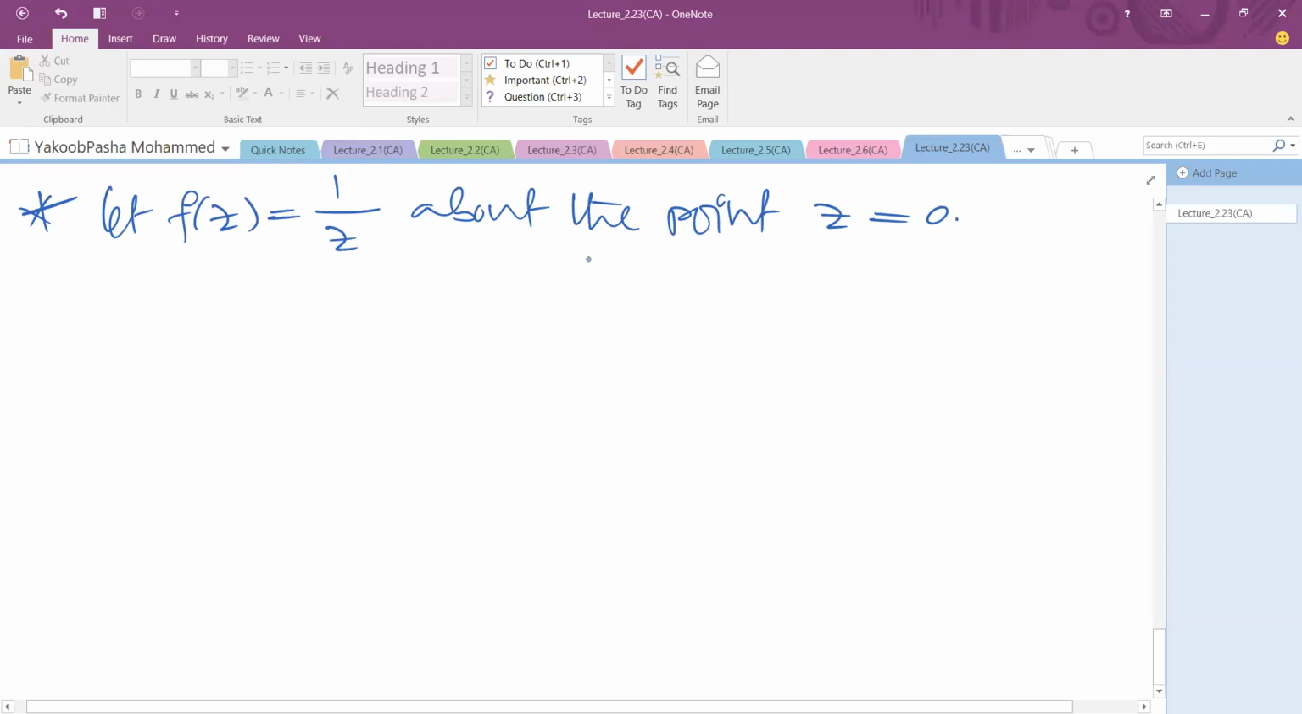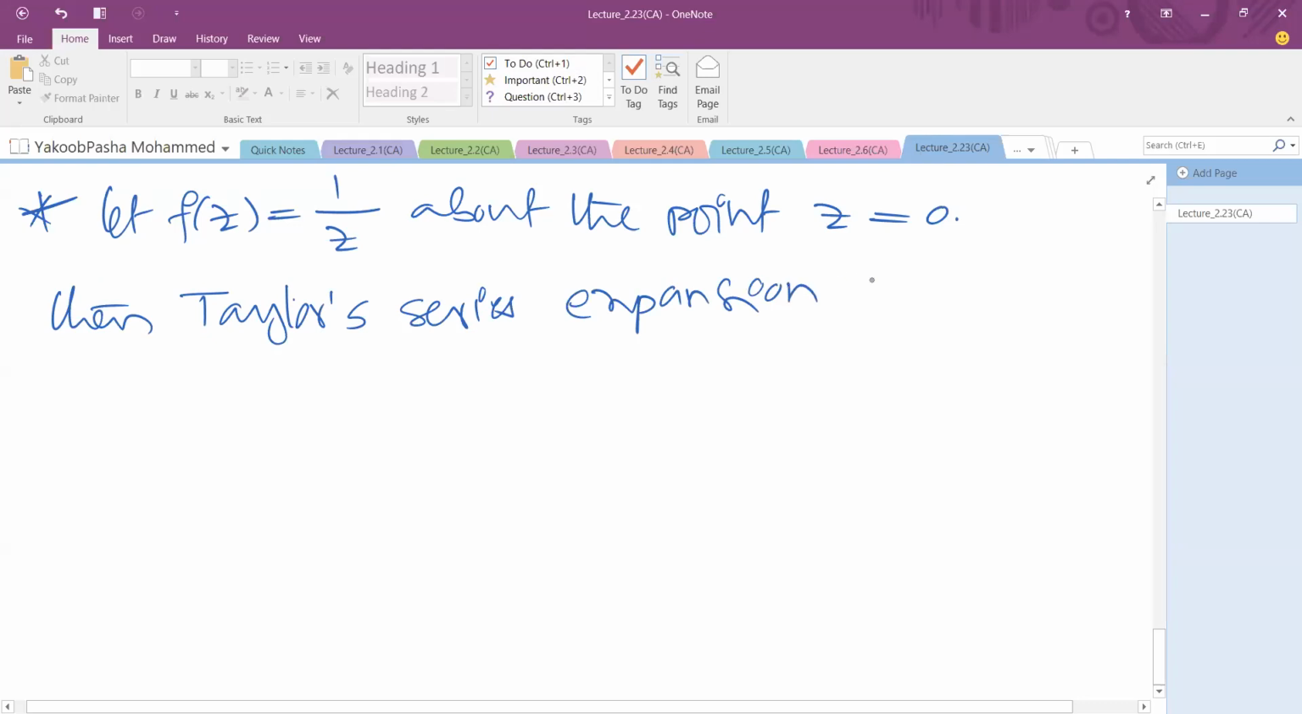Clearly we can observe the function is not analytic at z equal to 0. It is a singular point. So for this function we have to expand as per Taylor series. How do we expand? Then Taylor's series expansion.